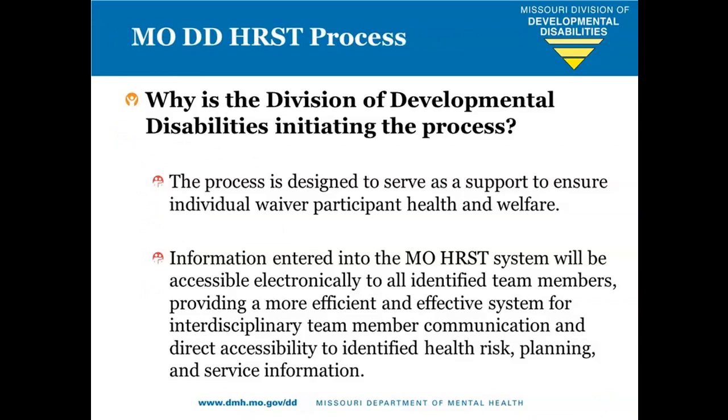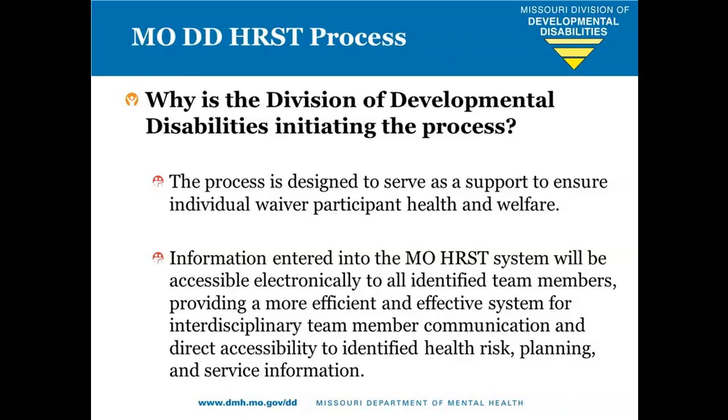So why is the Division of Developmental Disabilities initiating the process? Just like I said, to identify risk and try to support people as best we can. And really, we're obligated, the Center for Medicaid Services, or CMS, we're obligated to ensure that participant health and welfare are at the top of our priorities, and that we're doing what we can to help people be healthy and safe. This is a big part of that, trying to keep us in line to where we're doing what we're supposed to and what we promise we're going to do.